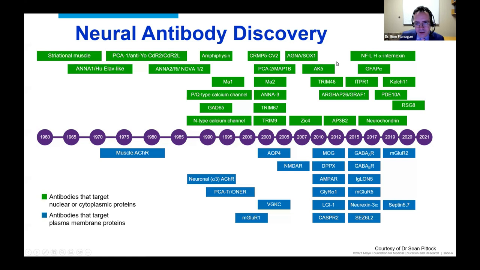And indeed, many other groups, including here at Mayo Clinic, have discovered a number of different antibodies that are outlined here. And these antibodies can be divided into ones that bind to proteins within the cell, called intracellular or cytoplasmic proteins, and ones that bind to the surface of the cell. And the ones that bind to the surface of the cell tend to respond a bit better to immunotherapy, to treatment.